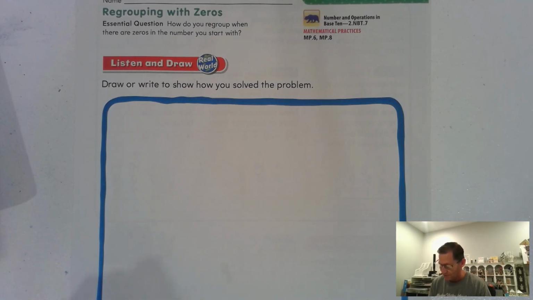All right. Mr. Sanchez made 403 cookies. He sold 159 cookies. How many cookies does Mr. Sanchez have now? Okay, so again, let me give you the numbers and then I want you to pause the video and try to come up with a way to find the difference. Mr. Sanchez made 403 cookies. He sold 159 cookies. How many cookies does he have now?